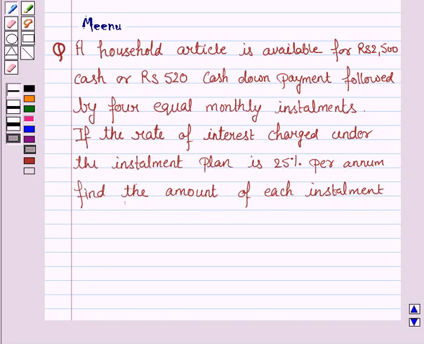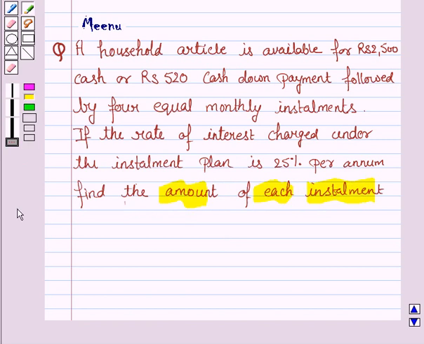Let us discuss the following question. It says, a household article is available for ₹2500 cash or ₹520 cash down payment followed by 4 equal monthly installments. If the rate of interest charged under the installment plan is 25% per annum, find the amount of each installment. So we have to find the amount of each installment, if the rate of interest charged is 25% per annum. So let's now move on to the solution.